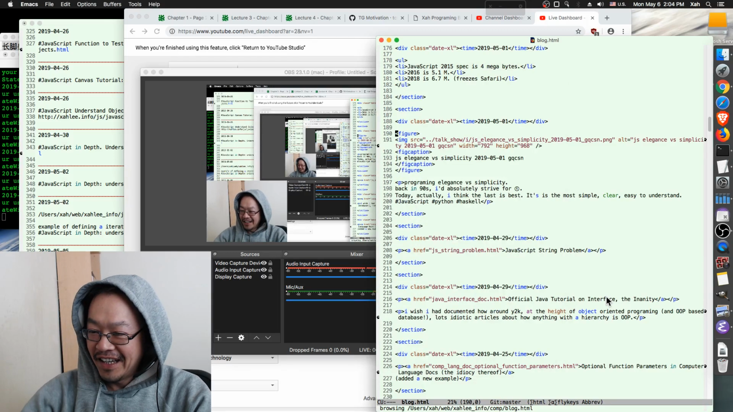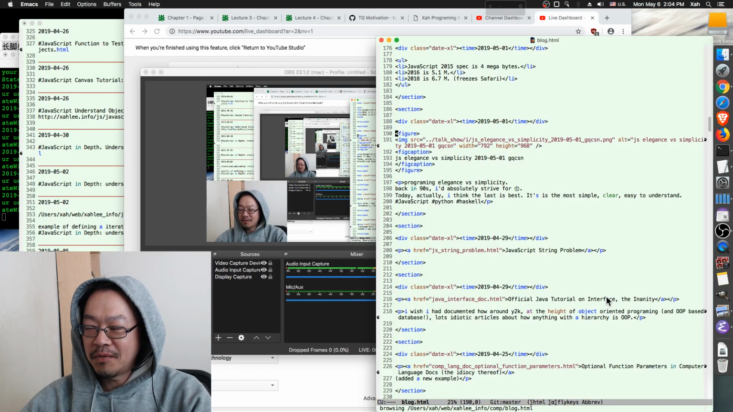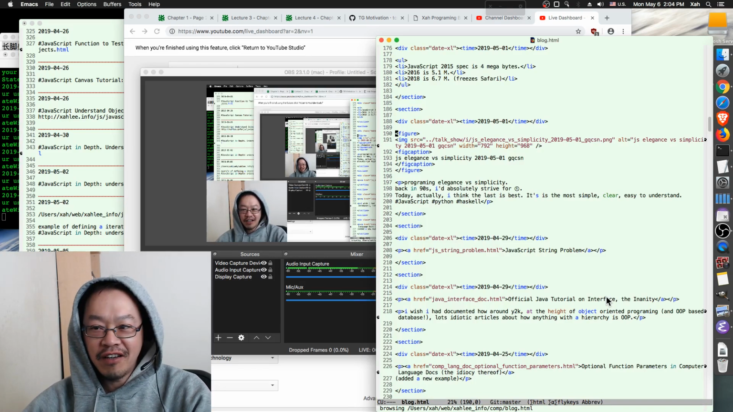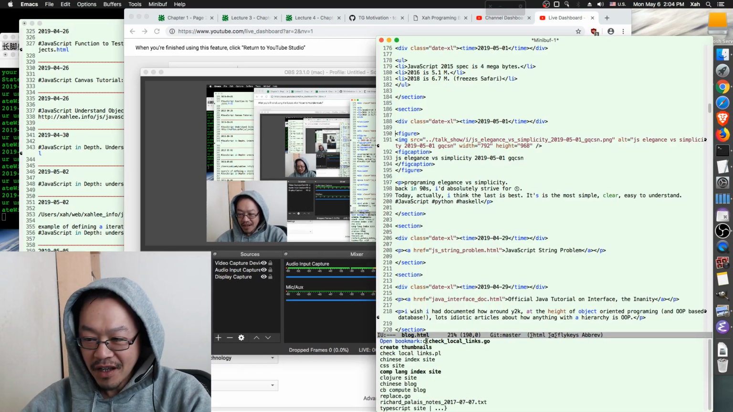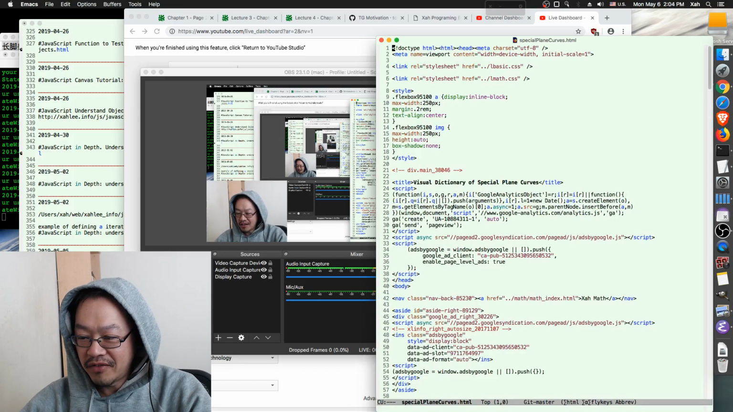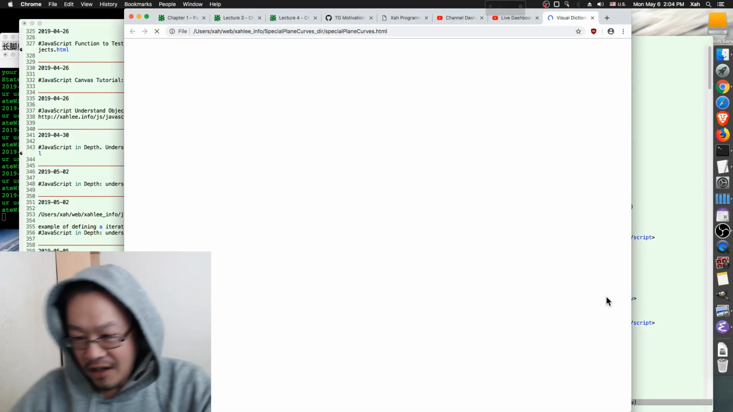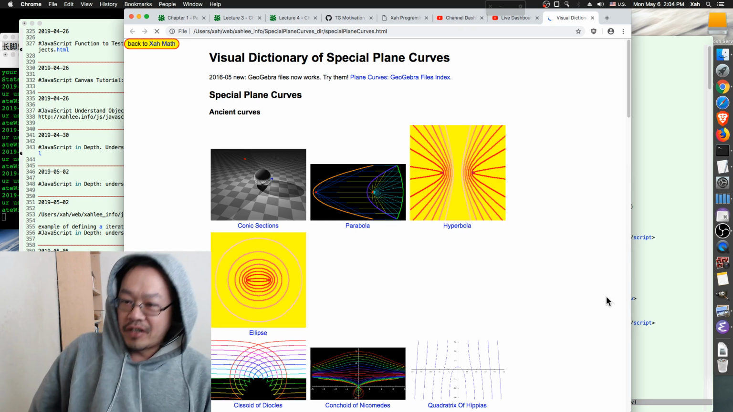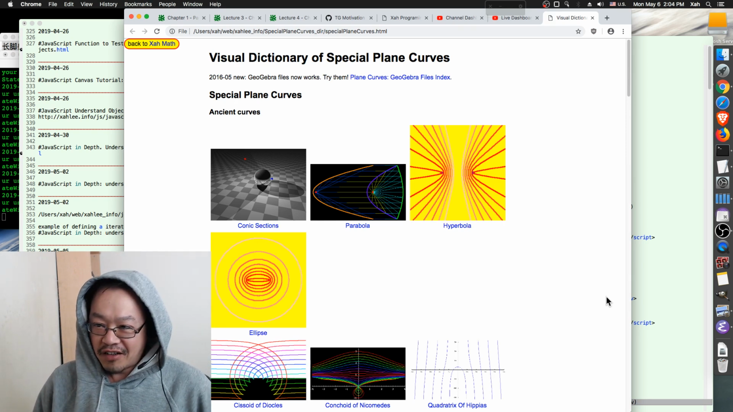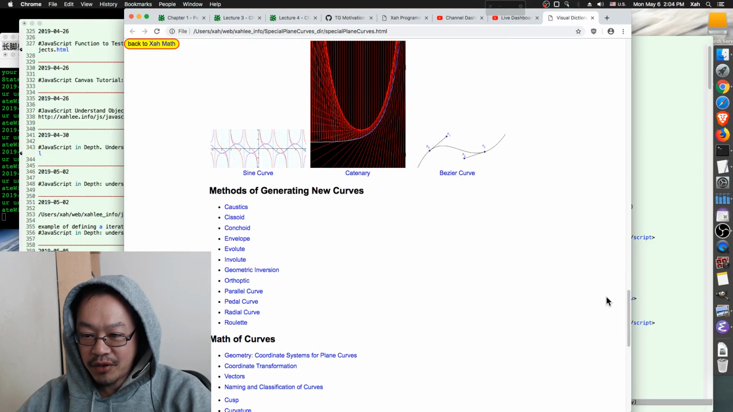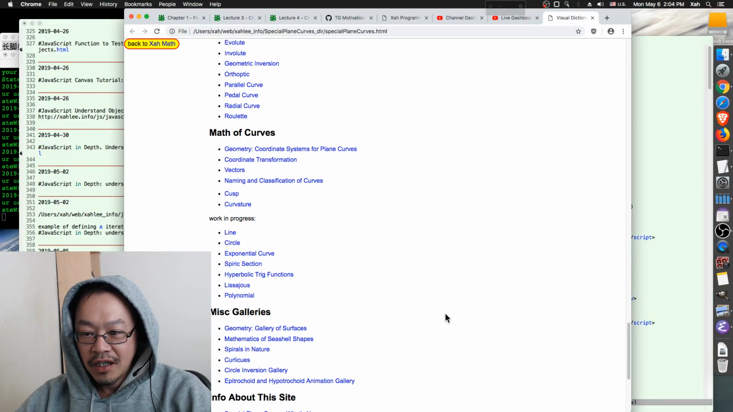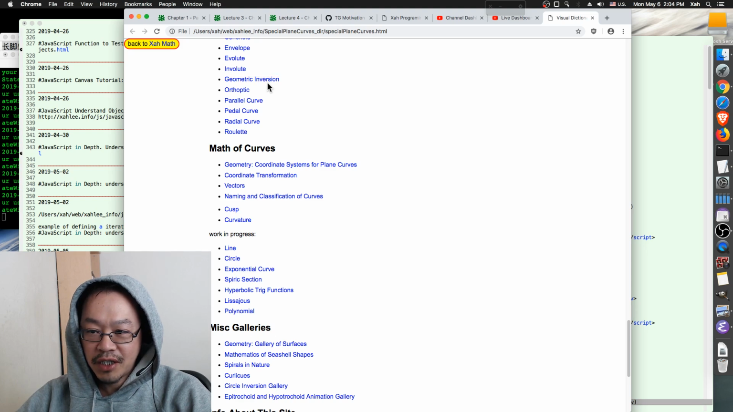And today we are going to talk about this wondrous subject of geometric inversion. So let's go to Curves, my plane curves website, a visual dictionary of special plane curves. Now, this is a project of geometric inversion. Let's see, it's a topic here, geometric inversion.